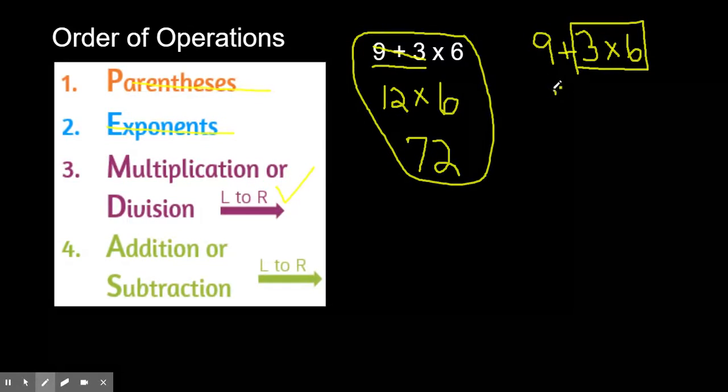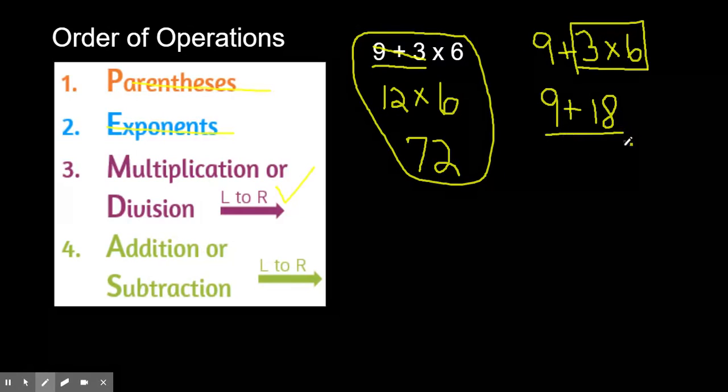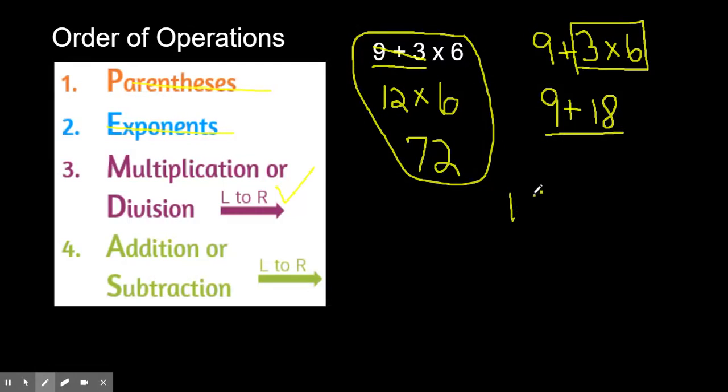So the first thing I'm going to do is that step. So the first thing I'm going to do is rewrite my problem. 9 plus, and then I'm going to replace it. What is 3 times 6? Well, 3 times 6 is 18. Okay, so now I have 9 plus 18. I'm going to go back. Guess what? I only have one step left, and the only thing I have left to do is just to add.